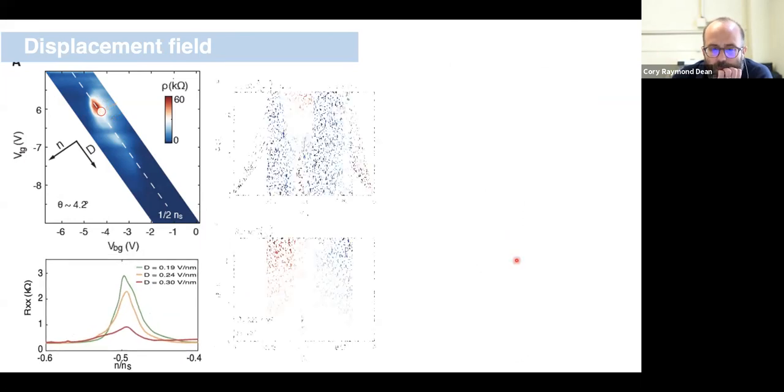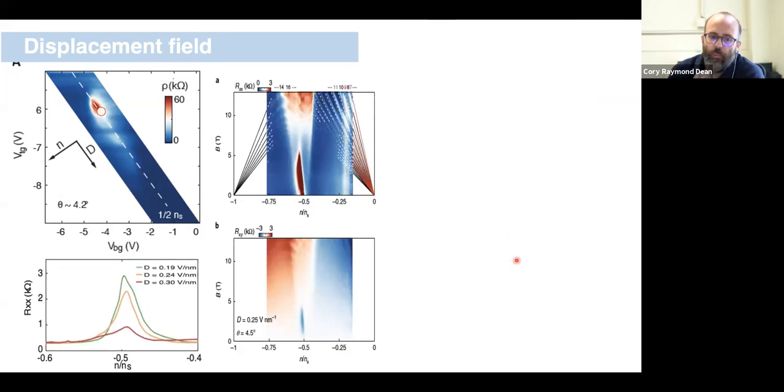Okay, so what's the origin of the displacement field dependence? One clue comes from going back and looking at the Hall response. This again is just the plot on the previous slide. Rather than focusing on the longitudinal magnetoresistance, I want to focus on the Hall resistance. As I said previously, we see that the sign of the Hall resistance inflects as we move through this low energy band.